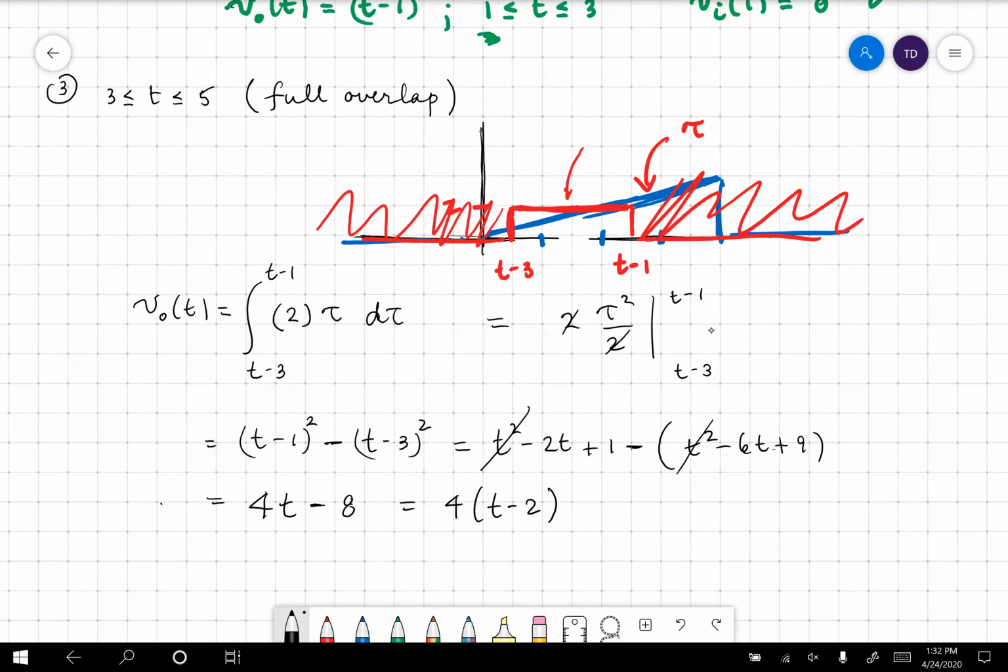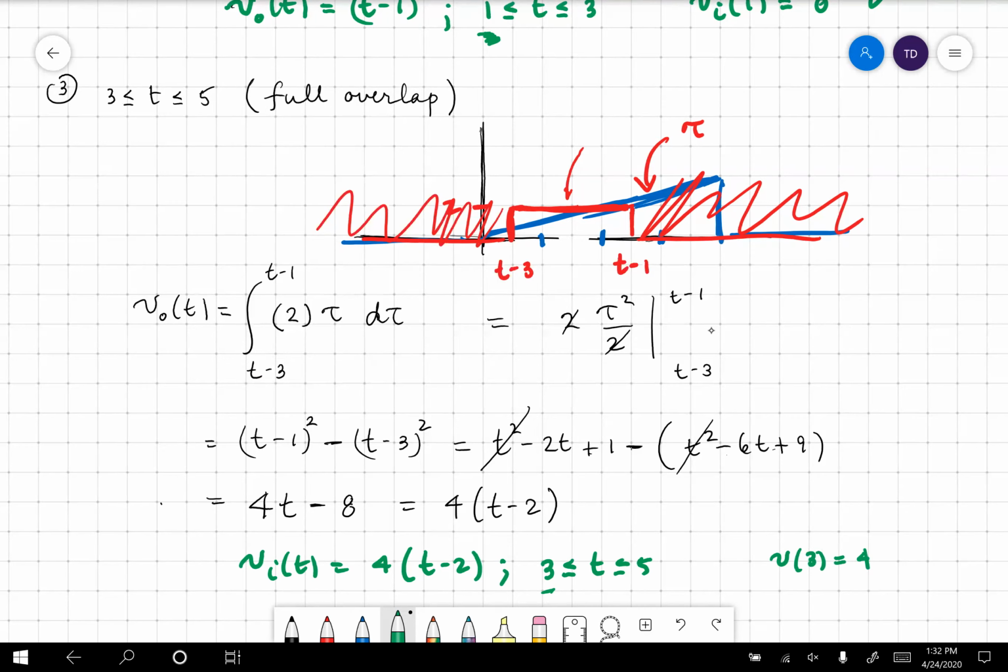Okay, let's check the border again. So let's write this down in green first. So this is what we have. V of t equals 4 times t minus 2. And this is for 3 less than or equal to t less than or equal to 5. Let's check the border. Check on 3 here. So when t is 3, 3 minus 2 is 1, and I get 4. So v of 3 as a check equals 4.